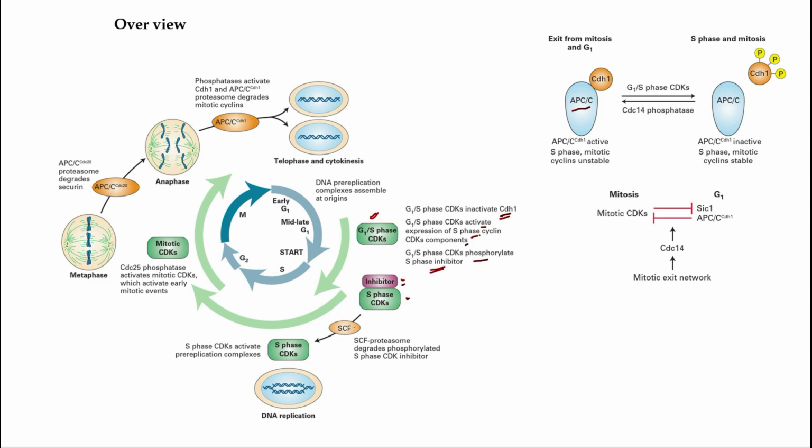When the cell enters into the S phase, this inhibitor is removed. How is it removed? The SCF, which is known as the SCF proteasome, has a ubiquitination property. It degrades the phosphorylated S phase CDK inhibitor. So the G1-S phase CDK was phosphorylating this inhibitor, which means the inhibitor was inhibiting the S phase CDK. When the cell enters the S phase, the proteasome complex known as SCF degrades this inhibitor. So now the S phase CDK is activated, and the inhibitor is no longer inhibiting it.